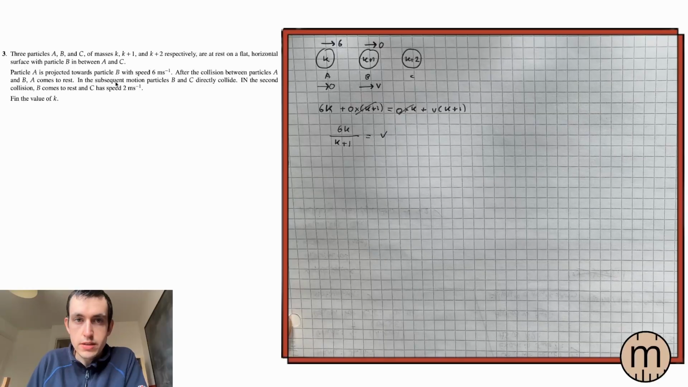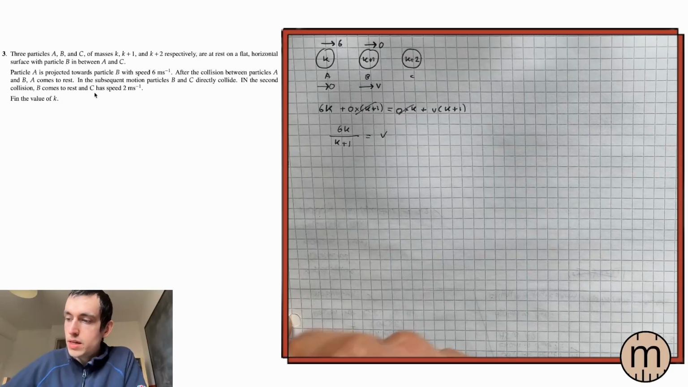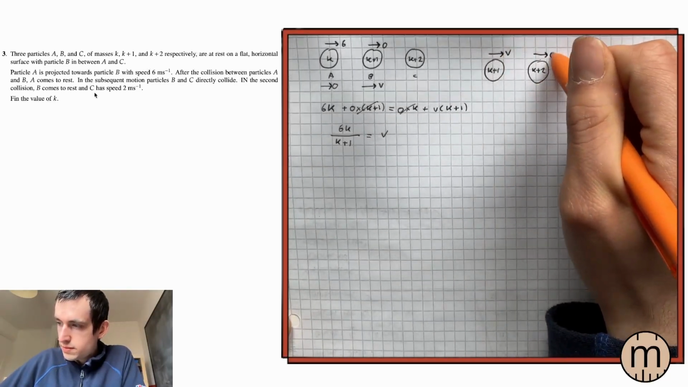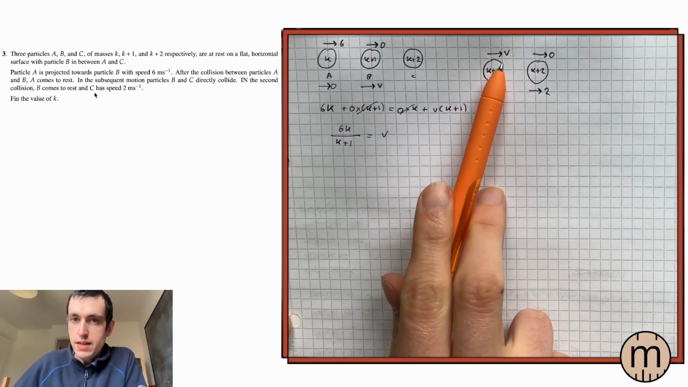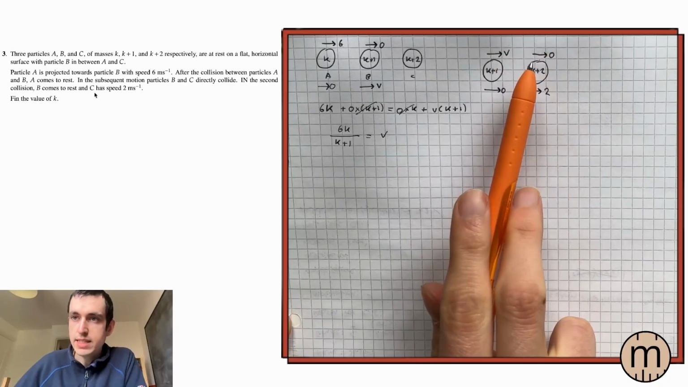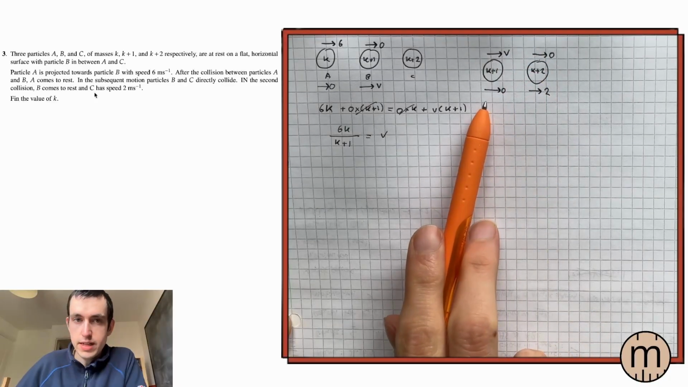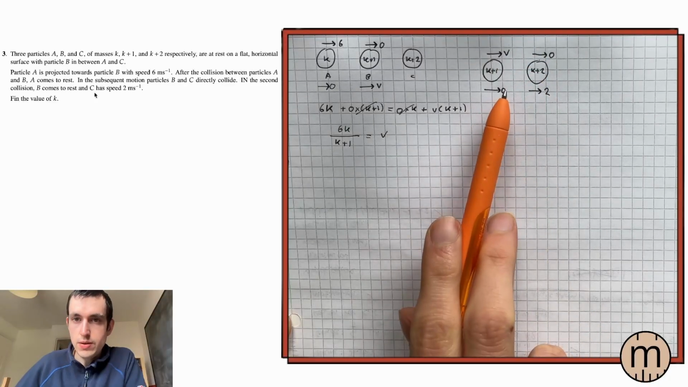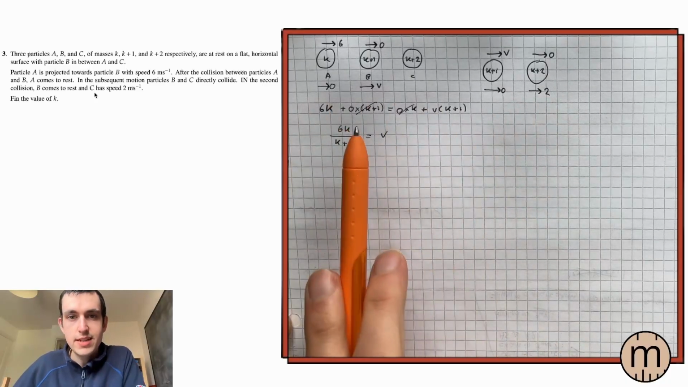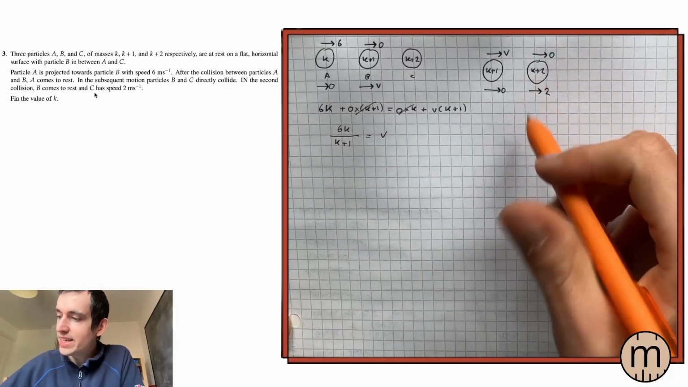After the first collision, there's another collision between B and C. And we're told that in the second collision, B comes to rest and C has the speed of 2. So I'm going to draw a second diagram for this. We've got the speed of V, which is this, before, and we've got C at rest before the collision. After the collision, B comes to rest, so 0, and we're told that C has speed of 2. And we use exactly the same formula. It's the same formula again and again and again.